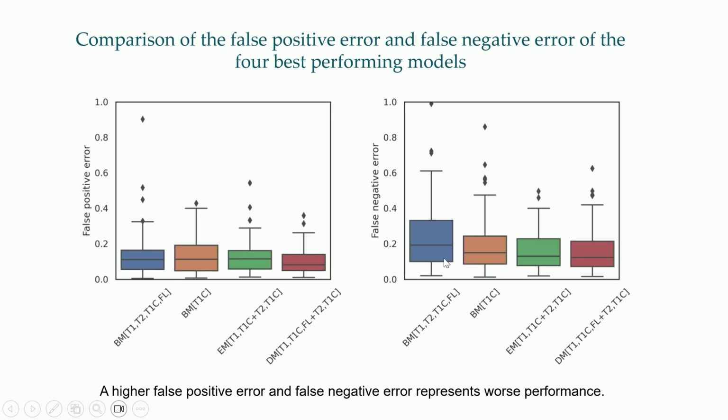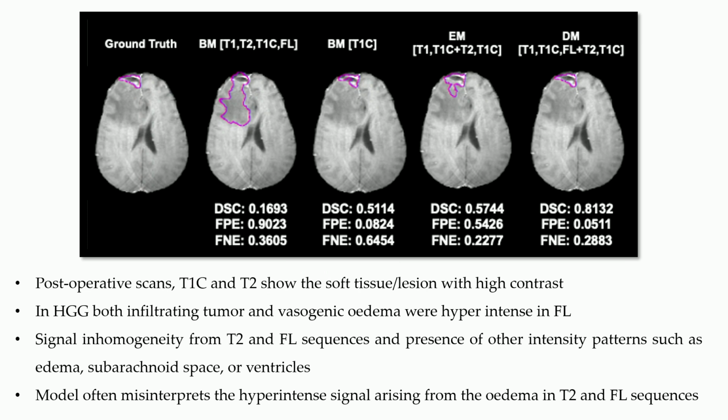So this graph shows the false positive and false negative errors of the 4 best performing models. Here, the first one is the model trained with all 4 inputs. Then the last one is the double unit model. Here also we use all 4 inputs, but one unit got 3 modalities, and the second unit got only 2 different modality images. Here you can see there is a significant reduction in the false positive error as well as the false negative error. So we went on and checked with the case-by-case study.